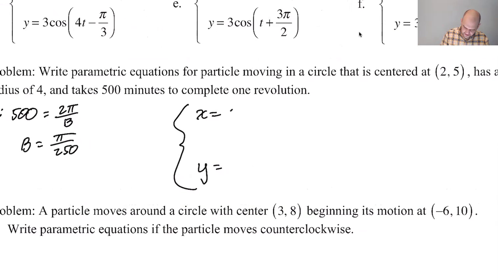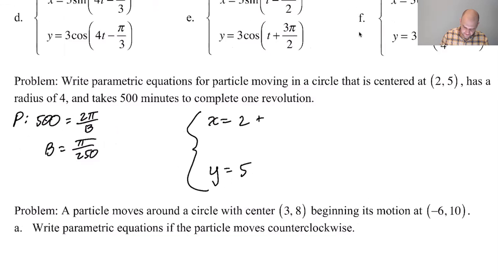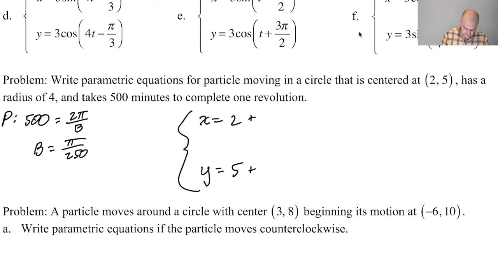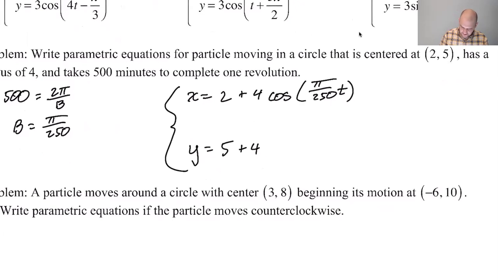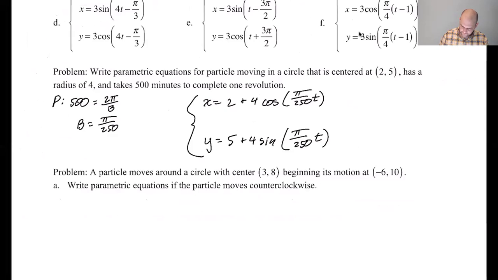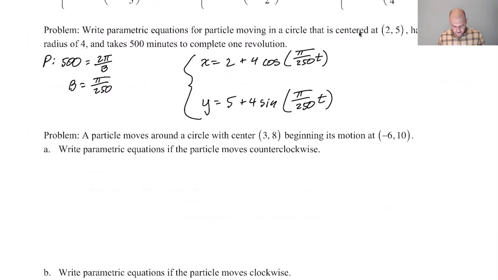So we got to start at (2, 5). We weren't told what direction to go, so we're going counterclockwise, which means they'll both be plus. The radius is 4. And then I'm going to go with cosine of... really the only place, well, you could go wrong a lot of places, but the most likely place is to forget to change the period. And then sine of π over 250 t. And there we go. So that's it. That'll do it.